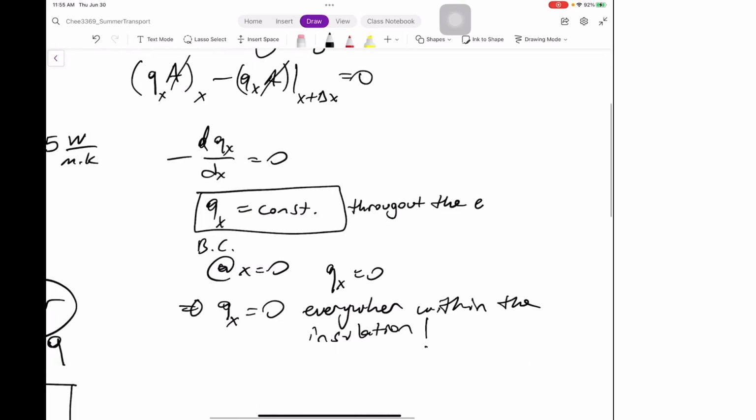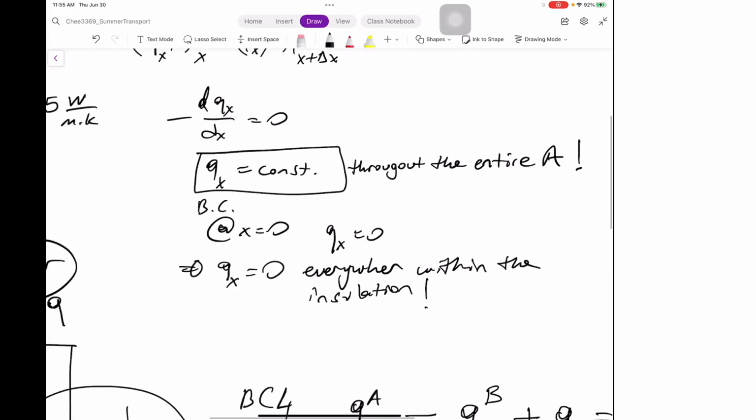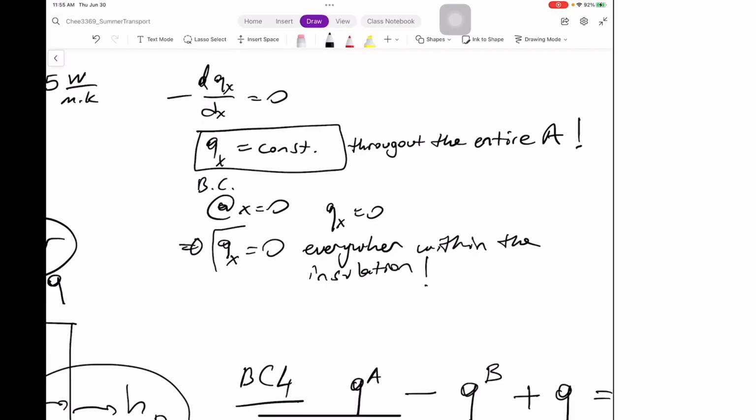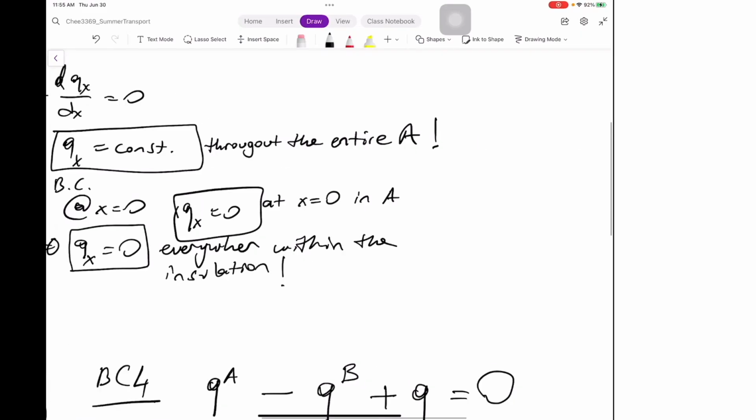The entire A. That's very important. And I also made use of the fact that Qx is 0 at x equal to 0 in A, right? So if I combine the two facts, if Q is everywhere the same, and if Q is 0 at one point, then Q is 0 at all the points, right? It's just like a mathematical fact.